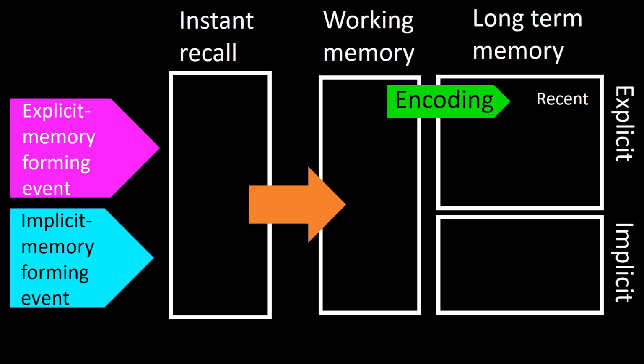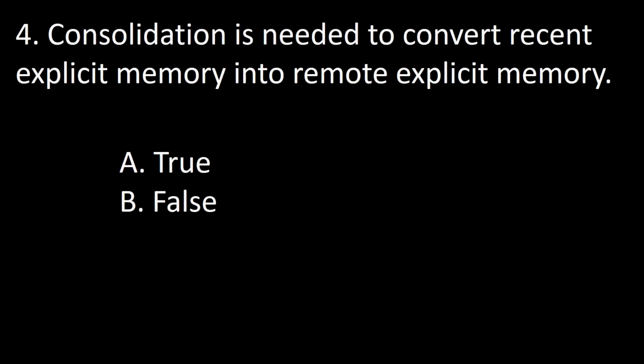So again, I am reintroducing the memory model as we left it after the last question. The addition of the vertical line in the explicit long-term memory square, and now the word remote indicates that the transformation of recent memory to remote memory has occurred. A process that is called consolidation and requires hippocampal formation involvement. So the answer to this question is true.